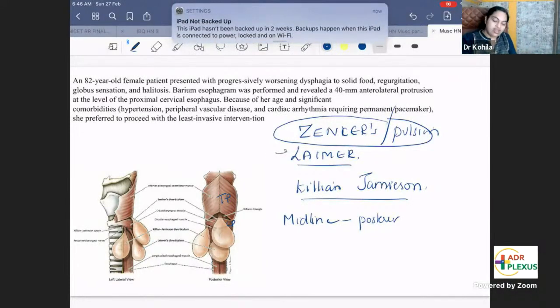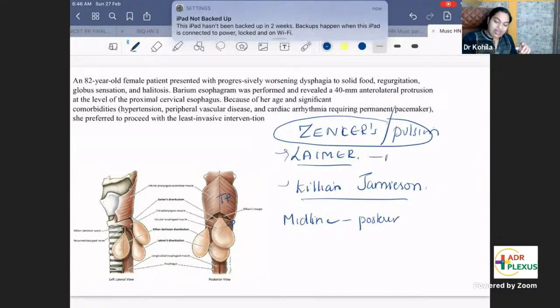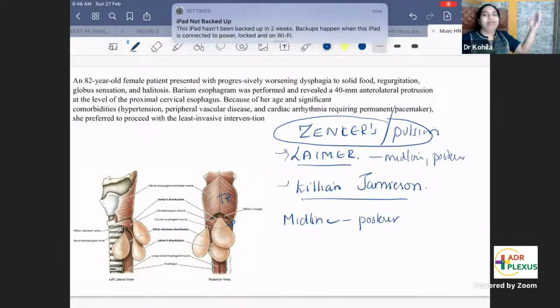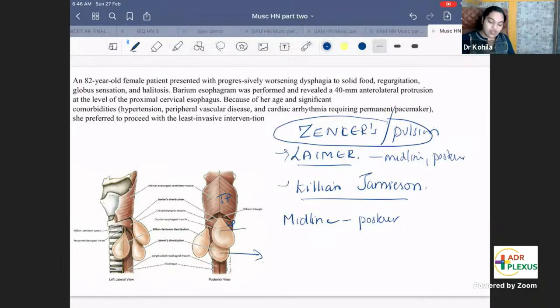Killian Jameson. Lemur is also midline, also posterior. But below the cricoarytenoid, that is, below the cricoarytenoid and above the esophagus. This one. Okay, this is your Zenkers. This is lemur.